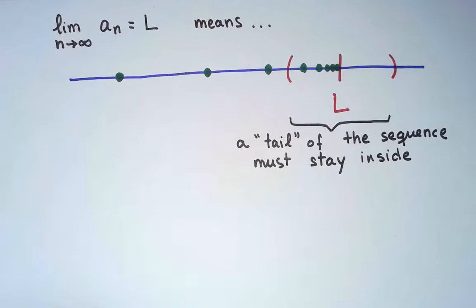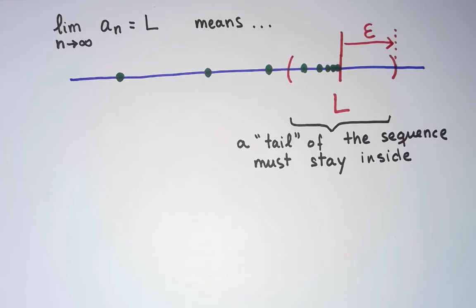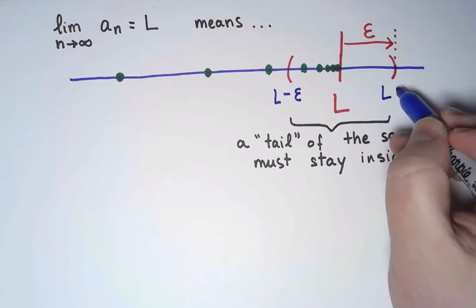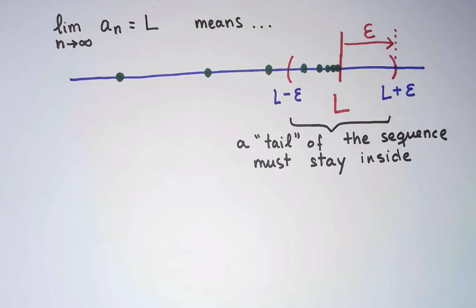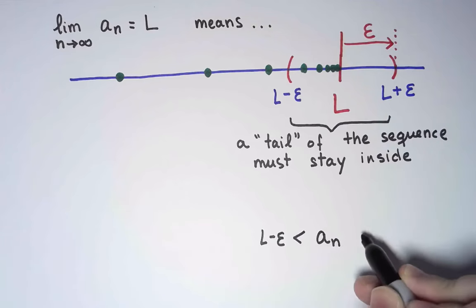Great, I have a good idea. Now I need to formalize it. First, to construct an open interval centered at L, I need to give its radius. I will call the radius epsilon. And so this is the interval from L minus epsilon to L plus epsilon. Therefore, I want an to be between L minus epsilon and L plus epsilon.